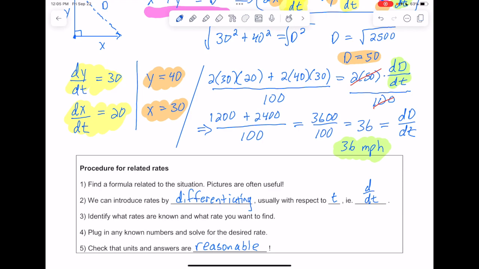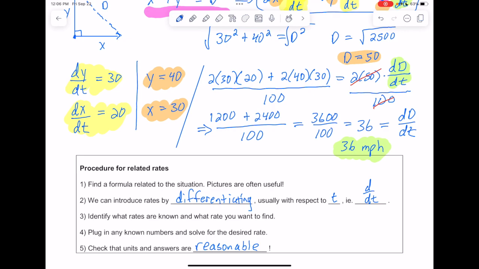And just in terms of making sure your answer is reasonable, what if we forgot to divide by the 100 and we came up with the distance between the two ships changing at 3,600 miles per hour? That wouldn't make any sense. If one ship's going 30 miles an hour and the other one's going 20 miles an hour, how could it possibly be that they're going apart from each other so fast?